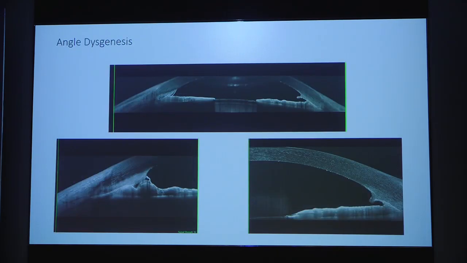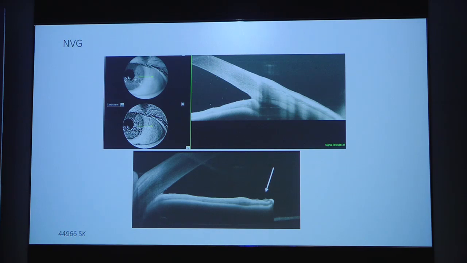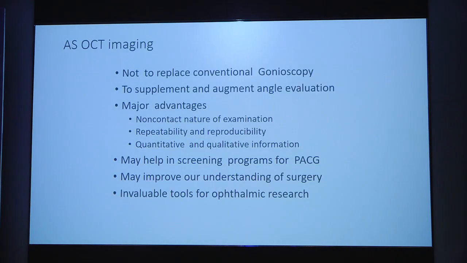So this is a patient of angle dysgenesis. Post DALK, you can see the iris, the bubble must have gone behind the iris, and there is a synechial angle closure. This is a patient of NVG. You can see that the angle is closed over here. Even some vessels are seen here. Iridodialysis, ciliary body swelling is there along with hyphema, Descemet folds, and cyclodialysis cleft over there.